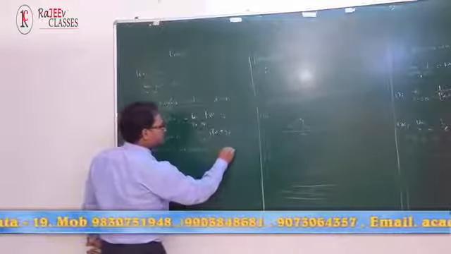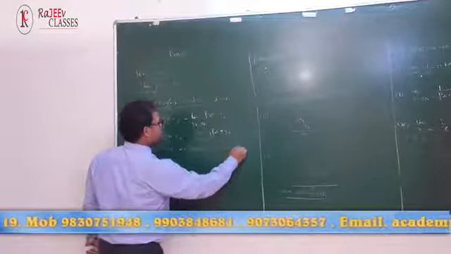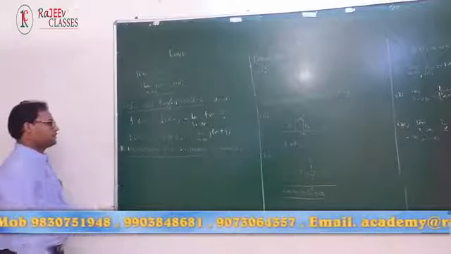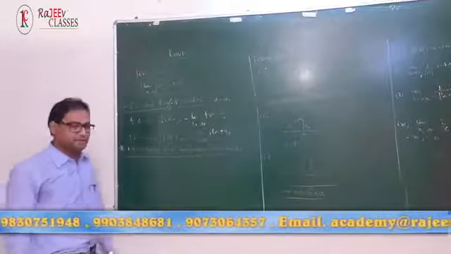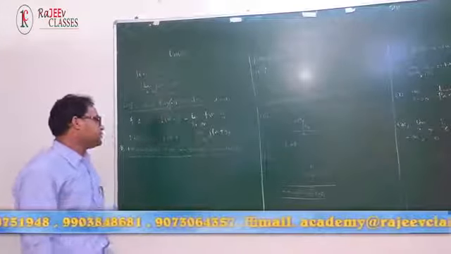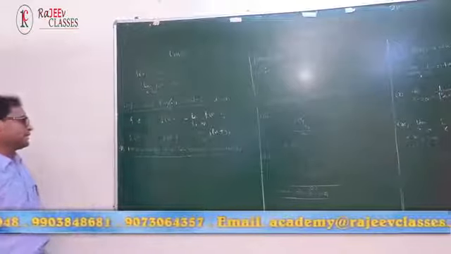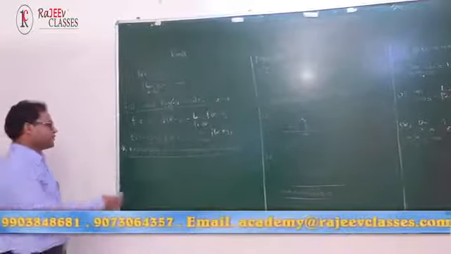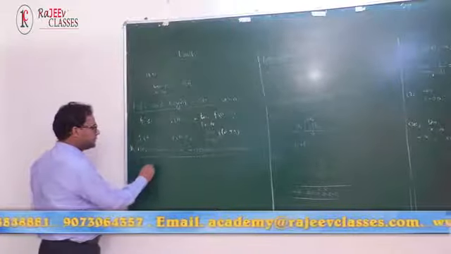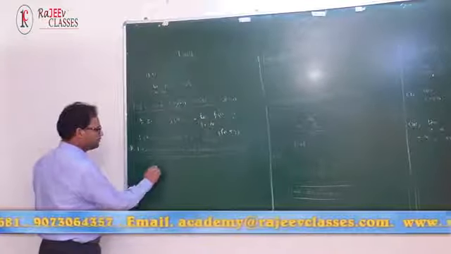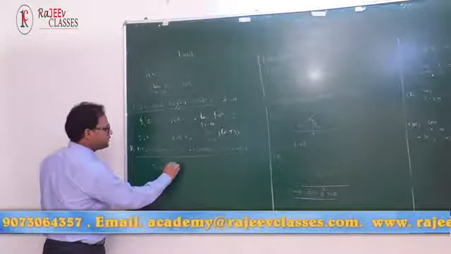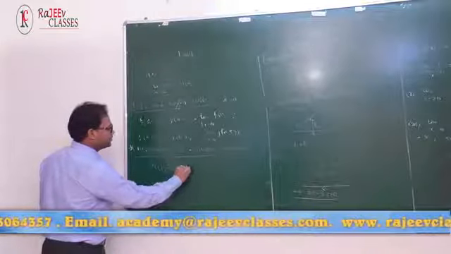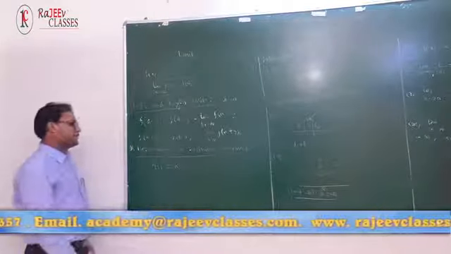For limit existence. What is the necessary and sufficient condition so that the limit of a function exists at a certain point? The condition says that the left hand limit (LHL) and right hand limit (RHL) should be equal. This is called the necessary and sufficient condition.